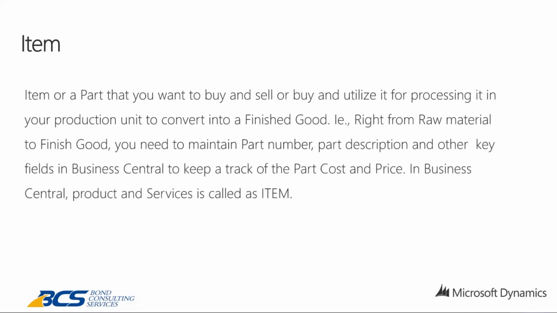Let me start with an item. An item or a part that you want to buy or sell, or buy and utilize for processing in your production unit to convert into a finished good, that is, right from raw material to finished good, you need to maintain a part number, description, and other key fields in Business Central to keep track of the product cost and price. In Business Central, a product or service is called an item.